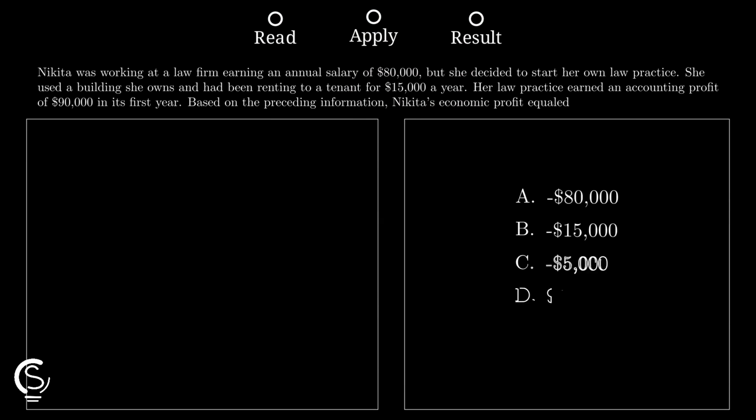First, we identify the implicit costs Nikita faces. She gave up an $80,000 salary and $15,000 in rent. Adding those together gives us $95,000 total.